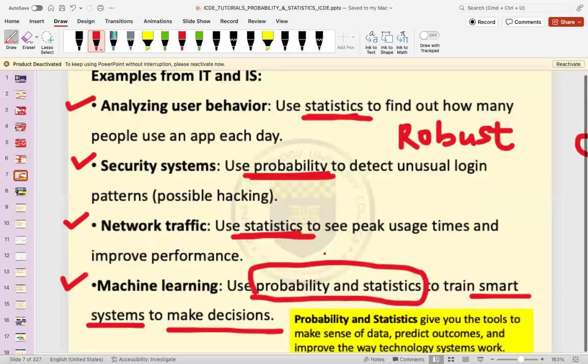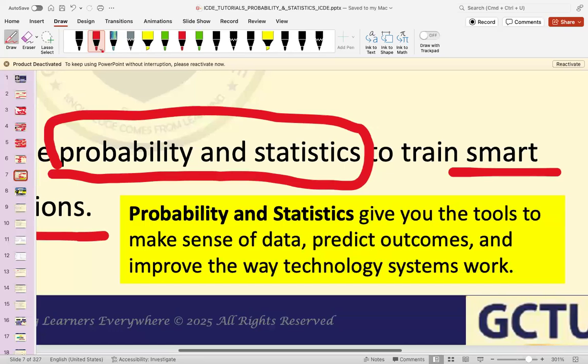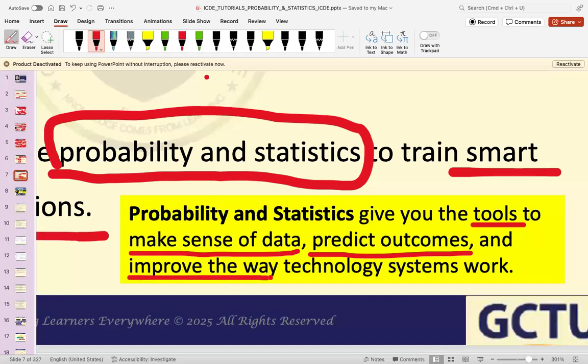So the concept of logic is used through discrete mathematics to be able to train smart systems to make smart decisions. In a nutshell, as I've colored in yellow, we can say that probability and statistics will always give us the tools to do the following. One, to make sense of data or to understand data, to predict useful outcomes for the systems that we build, and then to improve the way technology systems work.